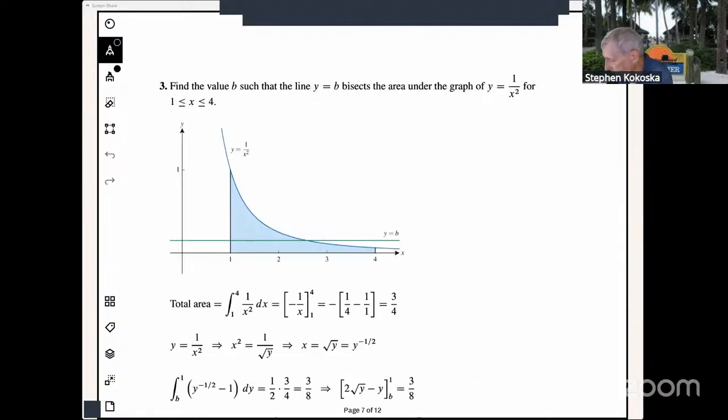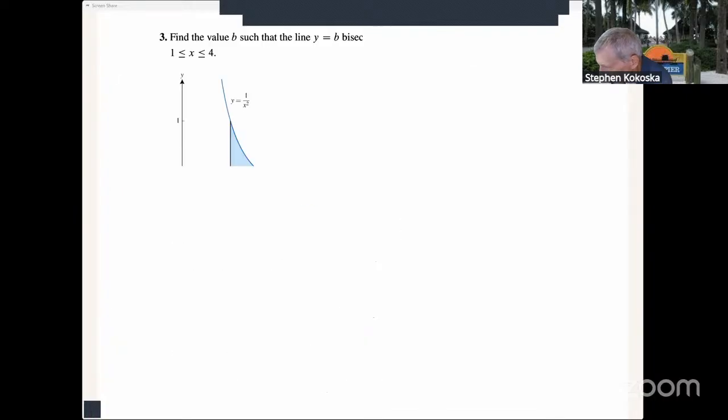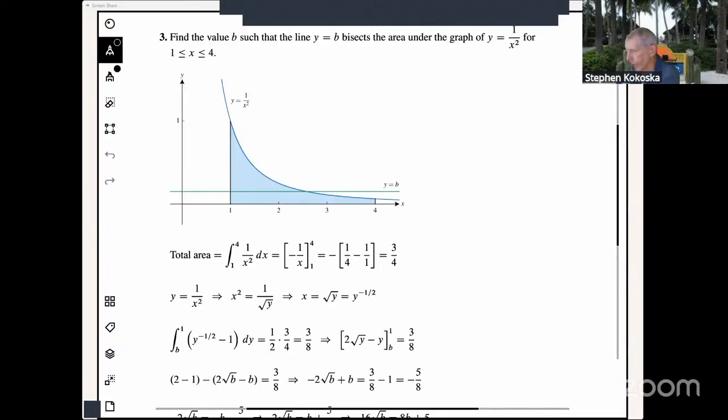Okay, so I'm going to take a look at number 3, and this is a cool problem. This is another area problem, but it's got a little bit of a twist to it, and there are a couple of ways that we could solve this, Curtis. I'm going to need a little help on this one. It says find the value of b such that the line y equal b bisects the area under the graph of y equal 1 over x squared for 1 less than or equal to x less than or equal to 4.